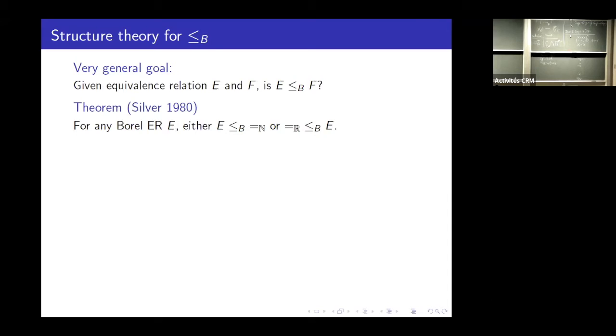So for any Borel equivalence relation, E, either it is below the equality, but now on the natural numbers. So okay, equality on the reals was quite simple, but equality on the natural numbers, you just have countably many classes. So being reducible to equality on the natural numbers just says there are countably many classes of the equivalence relation. So the dichotomy says either you have countably many classes or you're above the reals. So you have as many classes as the real numbers.